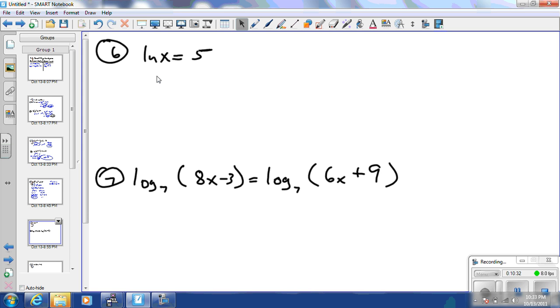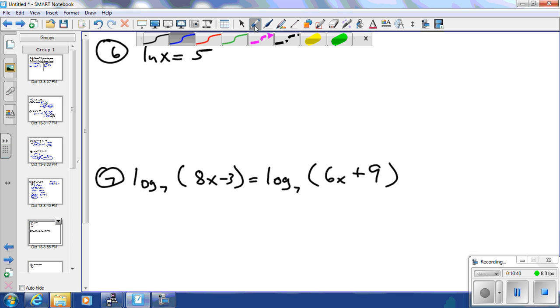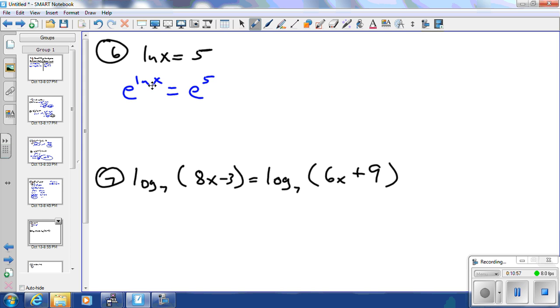Number 6 here, natural log of x is equal to 5. We're dealing with a natural log again. So I'm going to take advantage here of the inverse identities. I'm going to take e to the power of the natural log of x. Well, if natural log of x equals 5, this should give me the same thing as e to the 5th power.